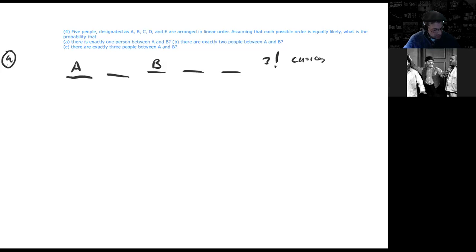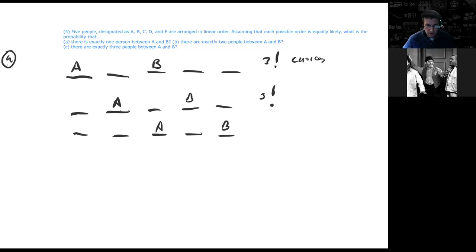Now, another possibility is A is in the second slot and B is in the fourth slot. So then there are 3 factorial choices that come about in that case as well, where we have to put C, D, and E. Likewise, A could be in the third slot, and then B is in the last slot. So A could be here, B could be here, right? And that gives me 3 factorial choices.